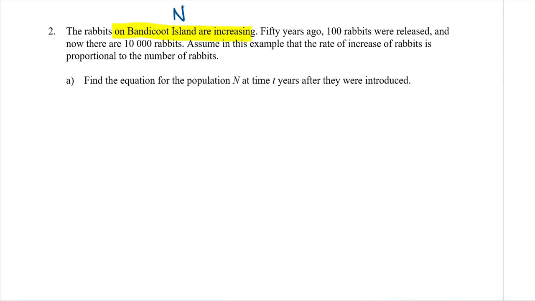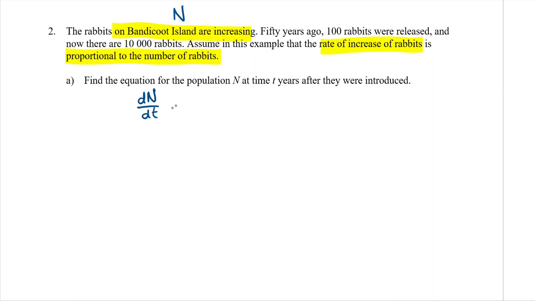But the bit that I have to work out first is: assume that in this example the rate of increase is proportional to the number of rabbits. That gives me a differential equation to start with. It is saying the rate of change of rabbits, so that's the derivative dn with respect to time, the rate of change of rabbits over time, right? That is proportional to the number of rabbits.